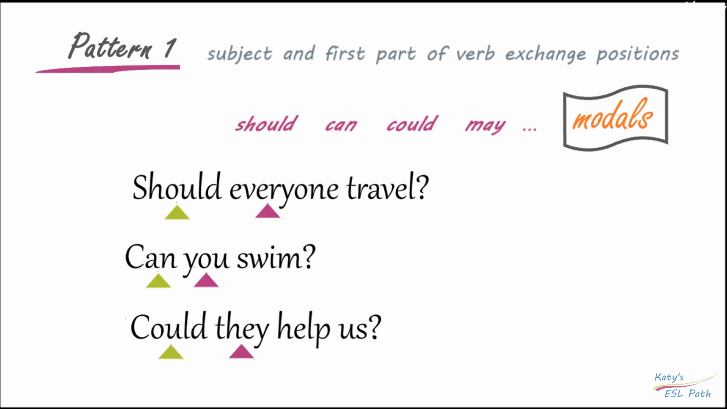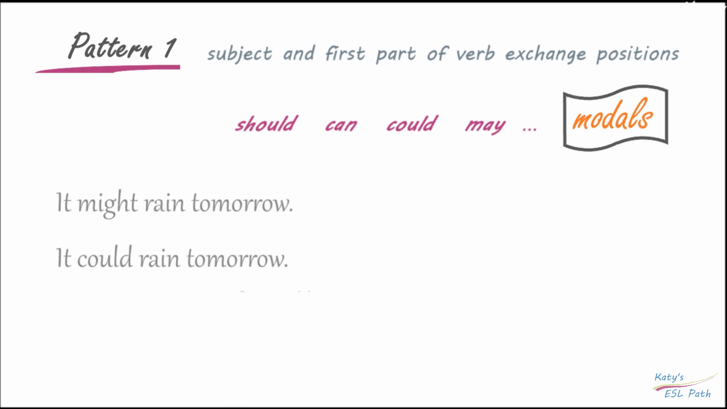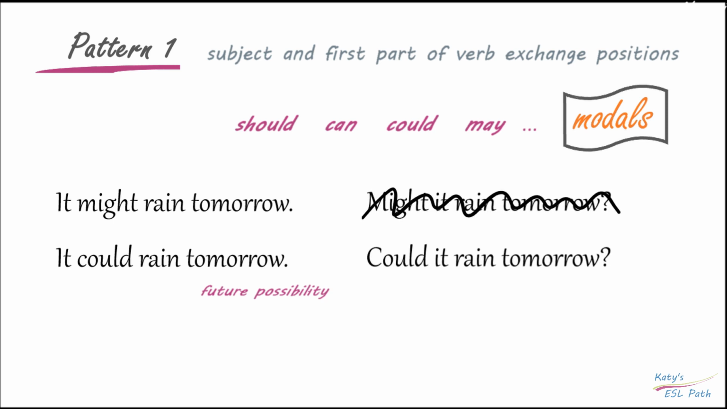As a side note, it's important to realize that not all modals can change from a statement to a question. For example, we can say, it might rain tomorrow, or it could rain tomorrow, to add a meaning of future possibility. But only could is commonly used in the question form, such as, could it rain tomorrow?